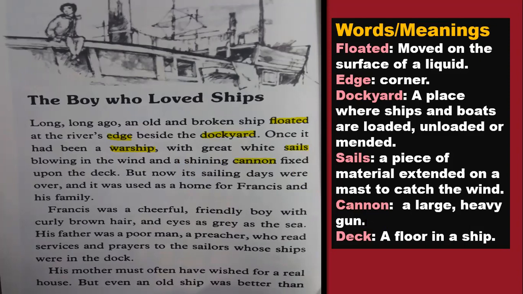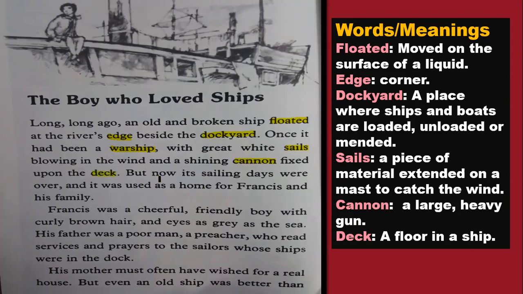Okay, in olden days we did not have the guns like we have them today, the machine guns and the pistols and the rifles. So there were actually cannons which had these big balls of explosive material, and they used to be shot from one ship to another, and wherever they used to fall, they used to explode, they used to burst. Okay, so there was a cannon fixed upon the deck. What is the deck? The deck is the floor of the ship.